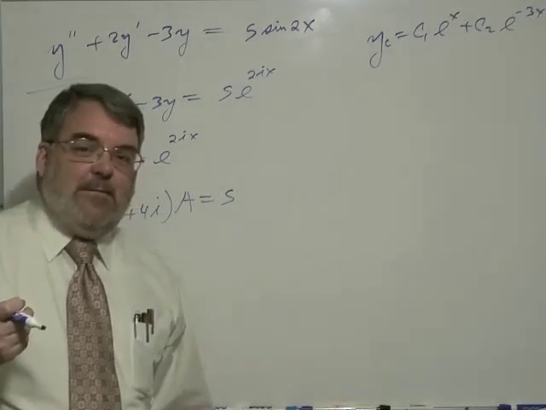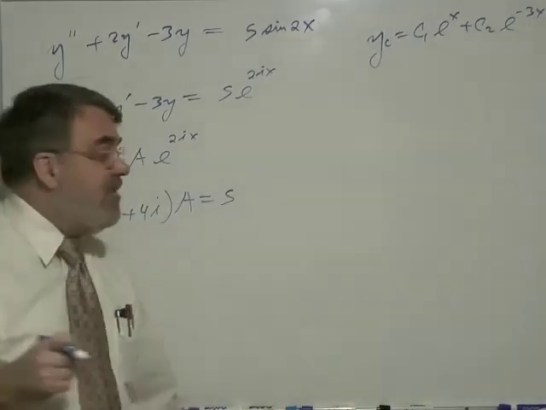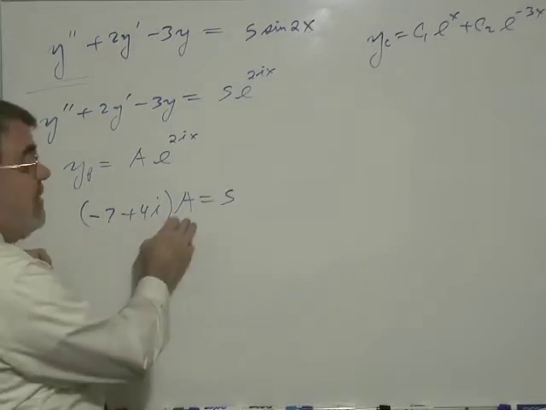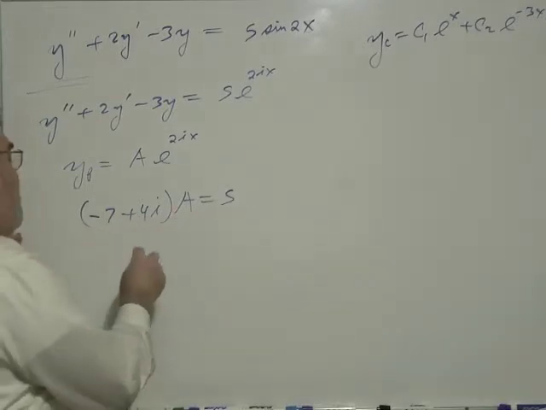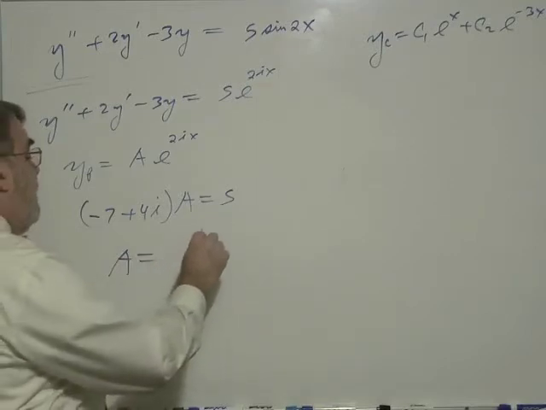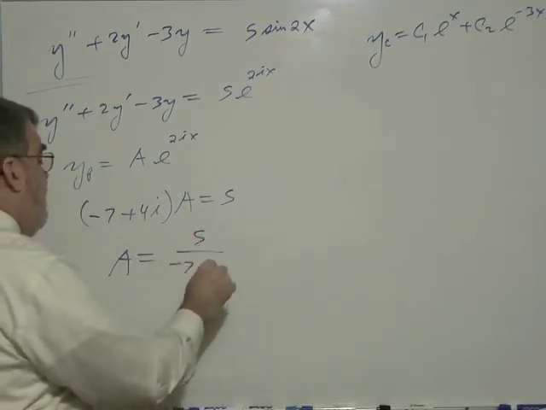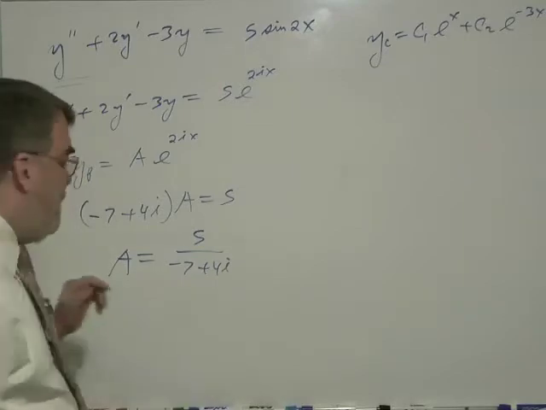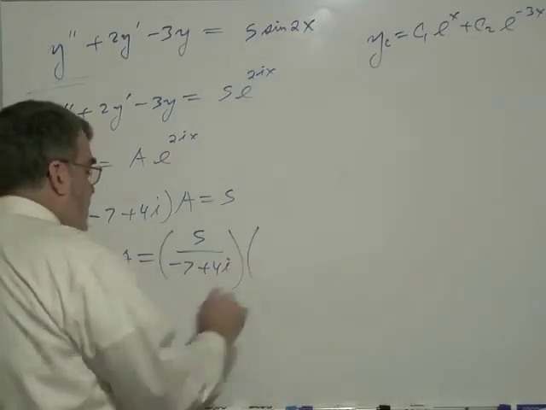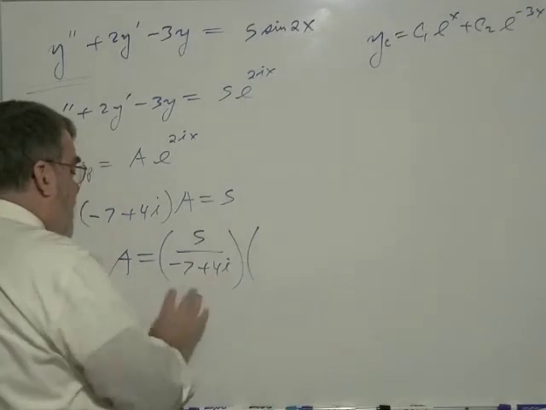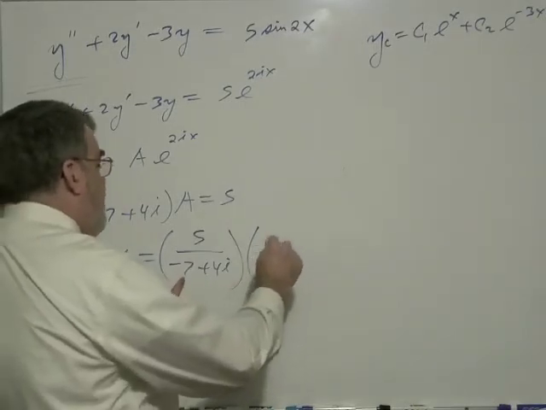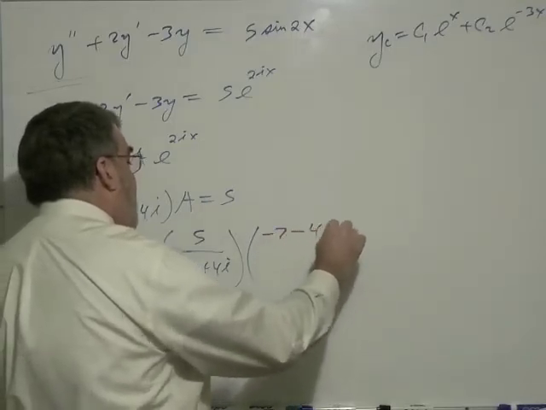So our method of undetermined coefficients by using complex numbers boiled down to this. I have this complex number, minus 7 plus 4i, times a equals 5, which means that a is equal to 5 divided by minus 7 plus 4i. Wow, so what do we do with that? Well, I'm going to rationalize the denominator, and the way to do that is to multiply top and bottom by the conjugate of the denominator. In other words, I'm going to multiply top and bottom by minus 7 minus 4i.